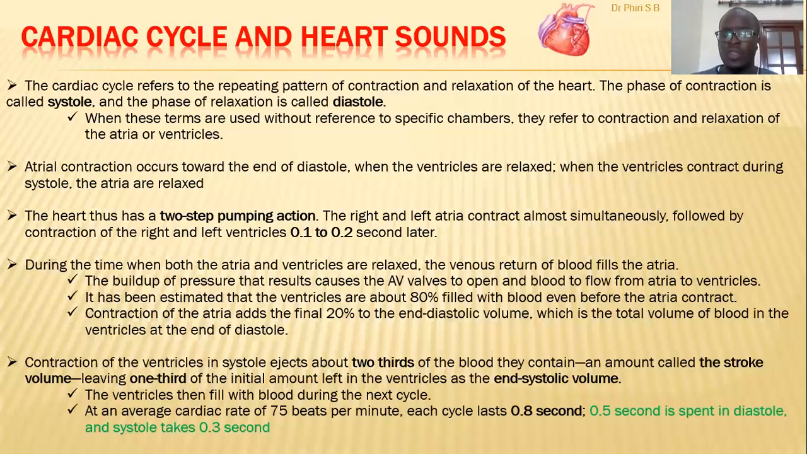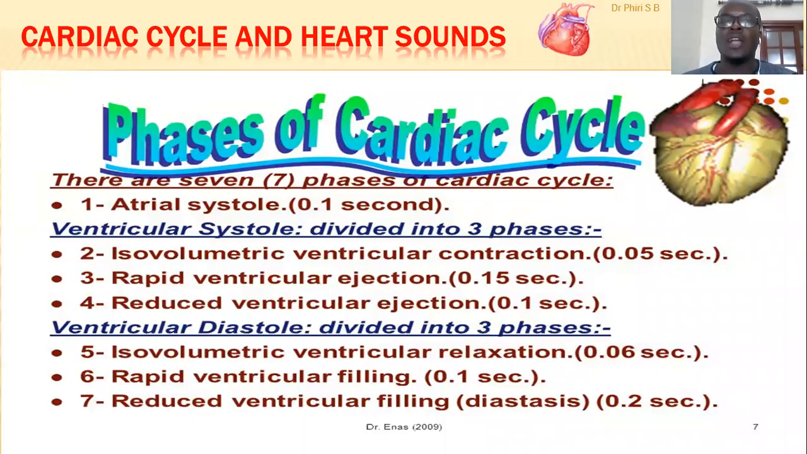Now we need to expand more on the heart cycle. This heart cycle or heartbeat is divided into stages or phases. You have 7 phases that you need to be able to explain. These are describing the events of the cardiac cycle. This cardiac cycle is composed of 7 phases, starting with the atrial systole. The atrial systole is phase 1, which takes about 0.1 second. Then after the atrial systole, the next thing is the ventricular systole, the contraction of the ventricles.